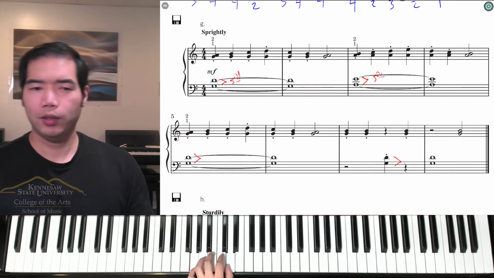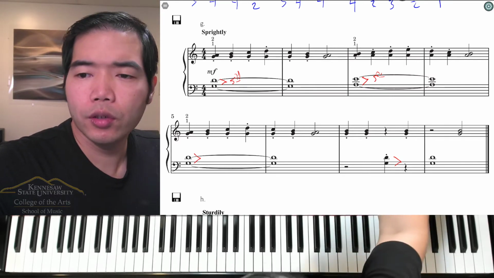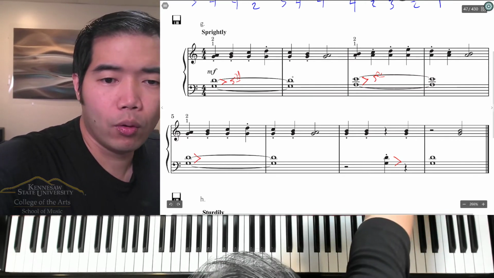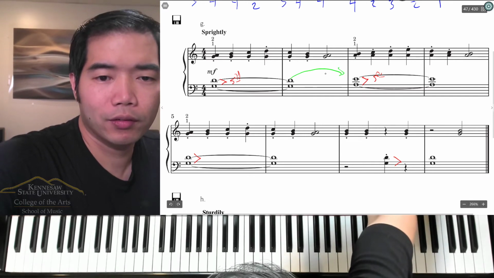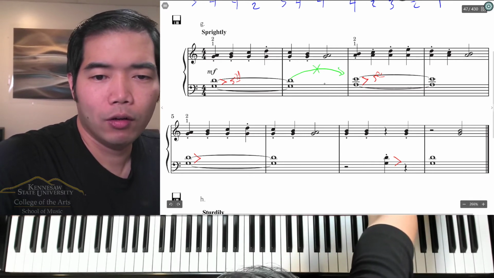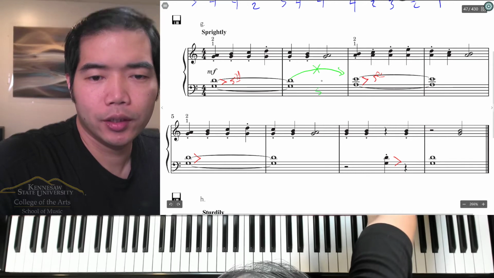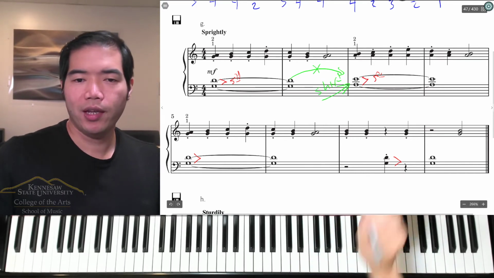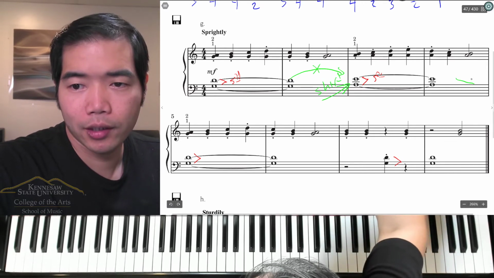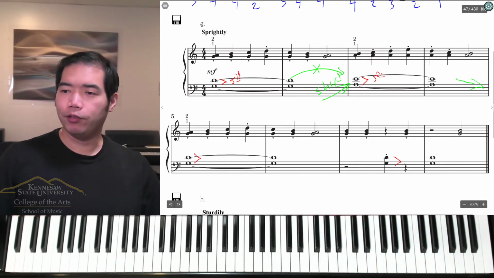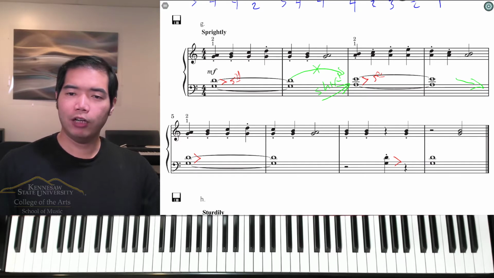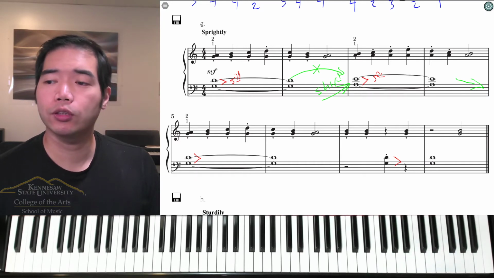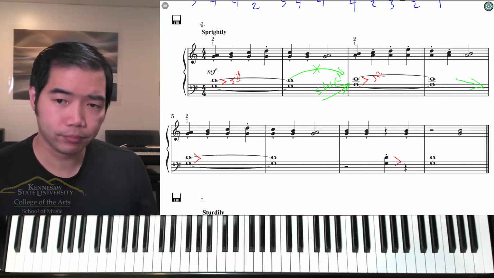1, 2, 3, 4. Notice that I did not hold this note all the way to here, right? I cut it off. Why? Because I need time to shift to my next position. I did the same thing here. I gave myself time to shift. And I recommend shifting either on the third beat of the measure or the fourth beat of the measure.